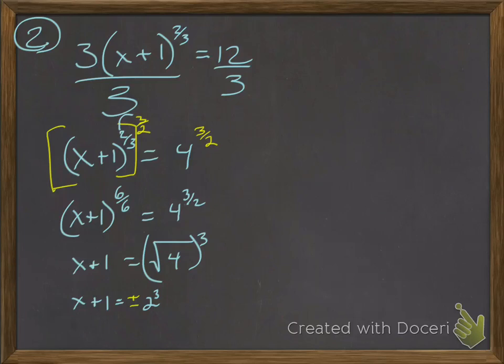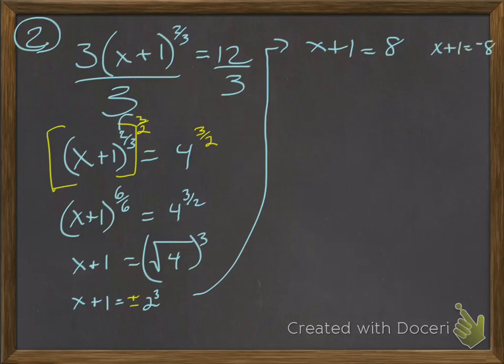So I have x plus 1 is equal to 8, but also x plus 1 is equal to negative 8. So when I subtract 1, I get x is equal to 7, but also negative 9.